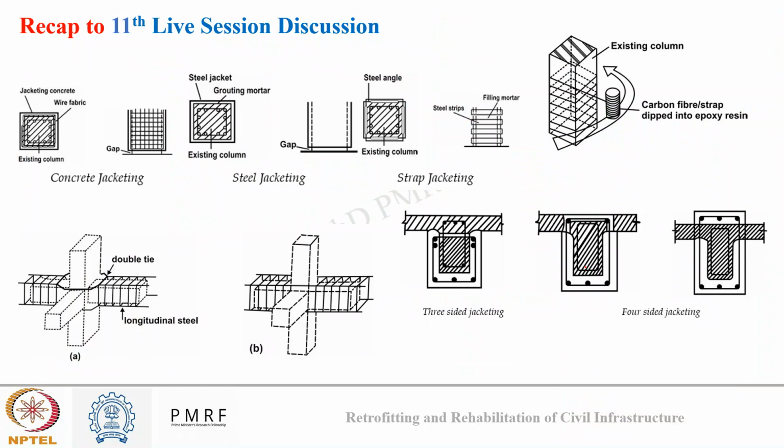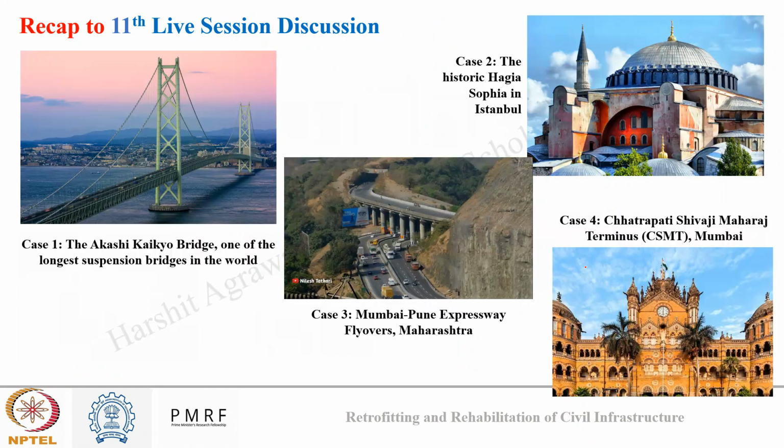In local retrofitting, we talked about jacketing for different components, like for columns: concrete jacketing, steel jacketing, strap jacketing, or using FRP. In case of beams, we talked about three-sided jacketing and four-sided jacketing. And for joints, we talked about longitudinal steel with the tie bars and just longitudinal steel jacketing.